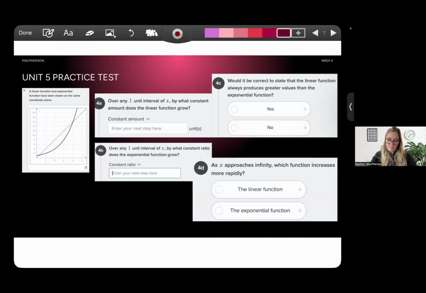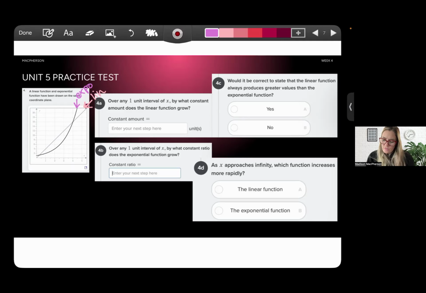Okay, Unit 5 practice. A linear function and an exponential function have been drawn on the same coordinate plane. So we've got the linear function here, and then we've got the exponential function here. I'm going to write this: this one is the linear, and this one is the exponential. We know that because the linear is a straight line, and the exponential is a curve.